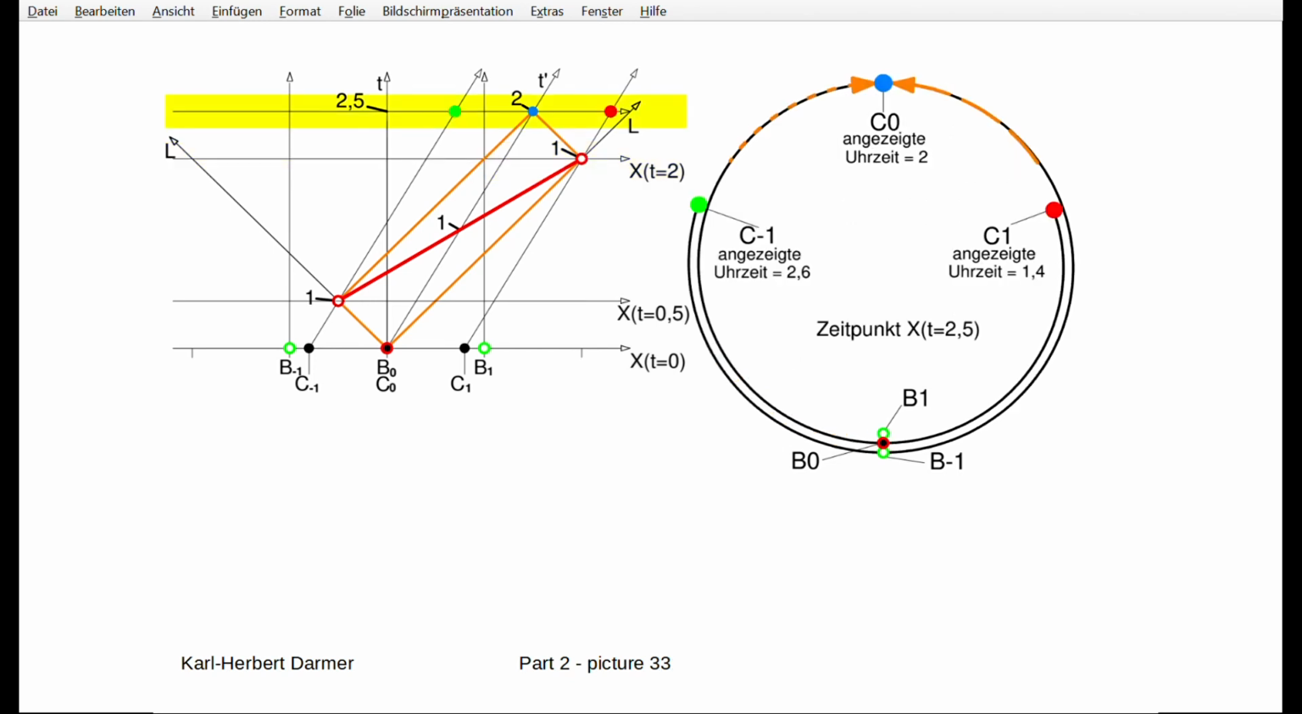Again, the B clocks tick on for 0.5 seconds and the C clocks tick on for 0.4 seconds. Now the lightning components reflected in both directions arrive at C0 at the same time. The clock shows the time 2.